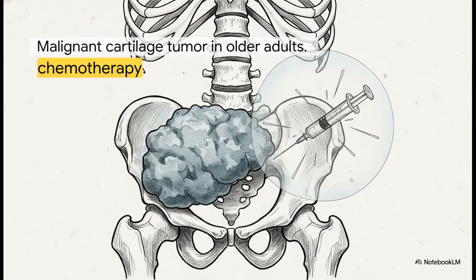Finally, for primary malignancies, we have chondrosarcoma. Unlike our last two suspects, this one typically strikes older adults. It's a cartilage-forming tumor that prefers the pelvis, the shoulder, or the ribs. A really vital clinical pearl to remember here is that chondrosarcoma is notoriously far more resistant to chemotherapy than osteosarcoma.